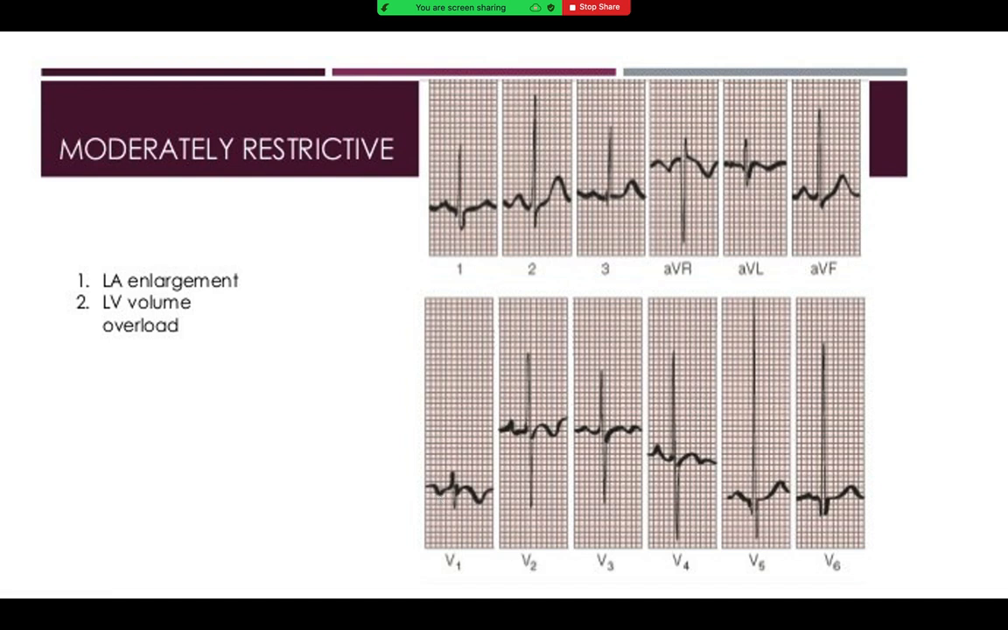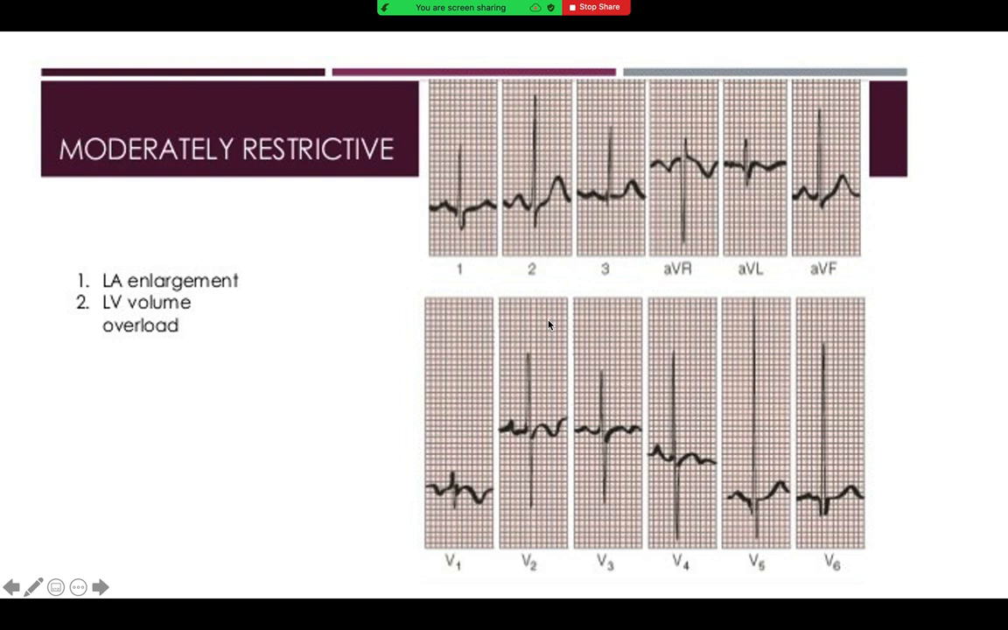So how do you comment about the volume overload, for example, for the LV? You notice there is a tall R wave and tall peaked T wave in the inferior leads. So here you notice those leads 2, 3, aVF, right? In these three, what do you notice? As I said, this R wave is pretty tall. So this is why it is going to be a volume overload.